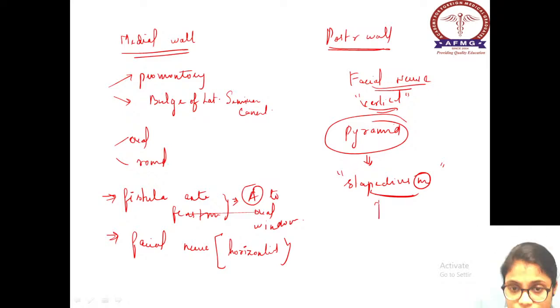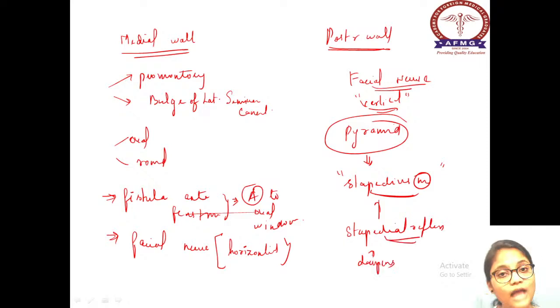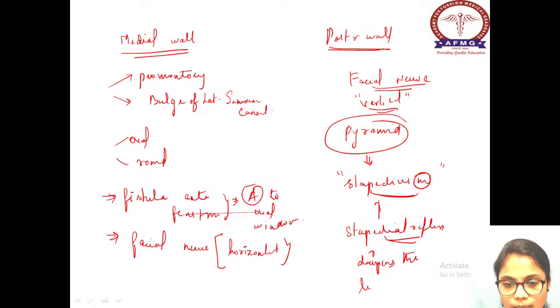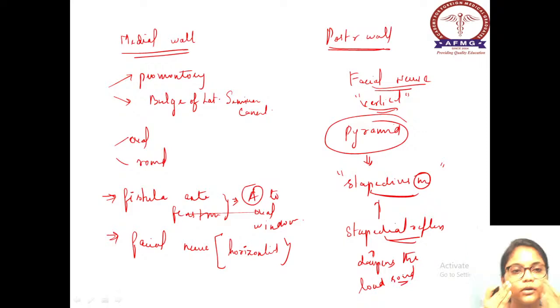Because the function of the stapedius muscle is to cause the stapedial reflex, in which it dampens loud sound, and maintains and modifies sound coming in at high pitch to normal pitch. That is done by your stapedius muscle, which is present in the pyramid. It dampens loud sound. That is how it plays an important role. So this is what is important in the medial wall and posterior wall.